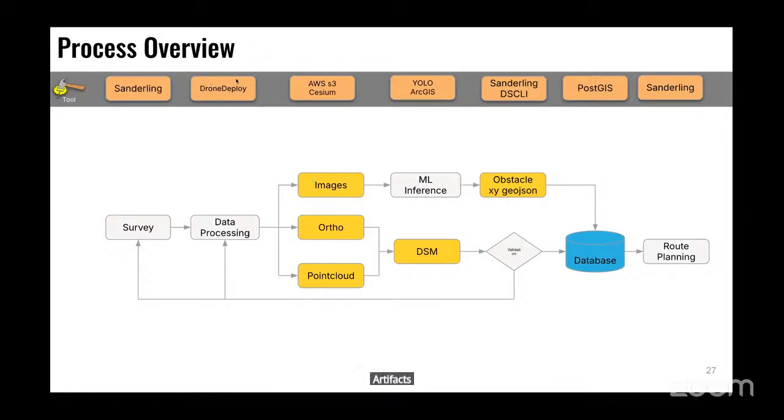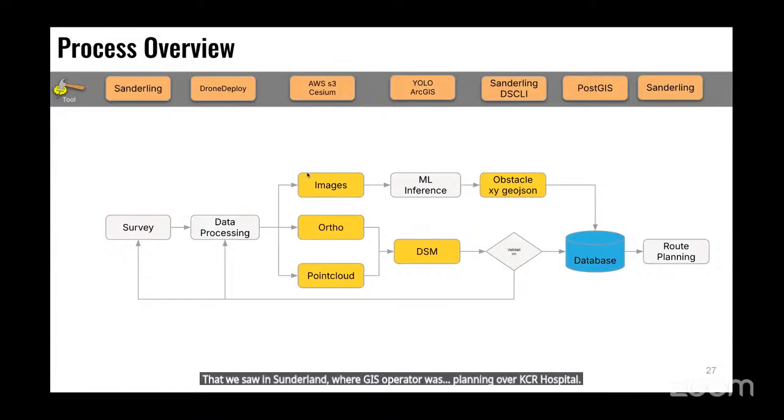The processing is done with DroneDeploy. And out of that processing, we are able to get images, orthomosaics, and then point clouds. From the point clouds, we use ArcGIS to basically develop the DSM, the digital surface model that we saw in Sanderlin, where the GIS operator was planning over KCCR hospital.